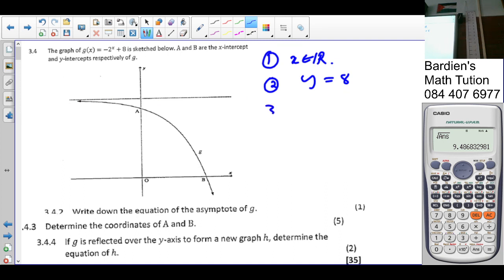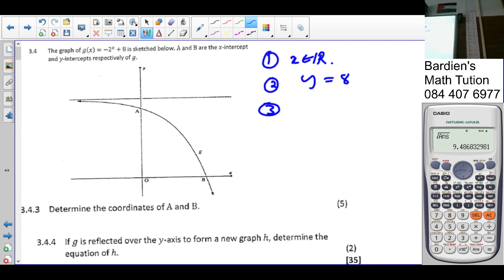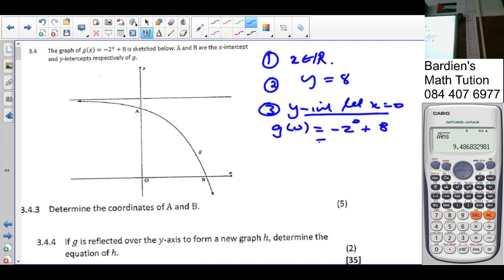Then in number 3 we are asked, determine the coordinates of A and B. So what is A? What is A, people? A is your y-intercept. So you say y-intercept, let x equal 0. So you say g of 0 equals negative 2 to the 0 plus 8. This is going to give you negative 1. Negative 1 plus 8 is going to give you 7. Did I answer the question? No, they want the coordinates of A. Therefore, A is going to be 0 and 7.